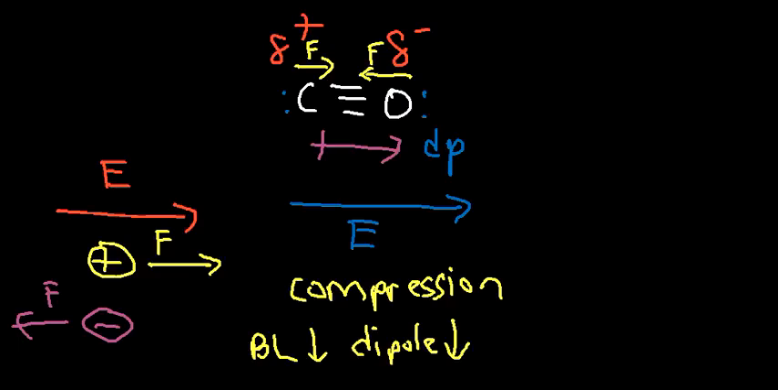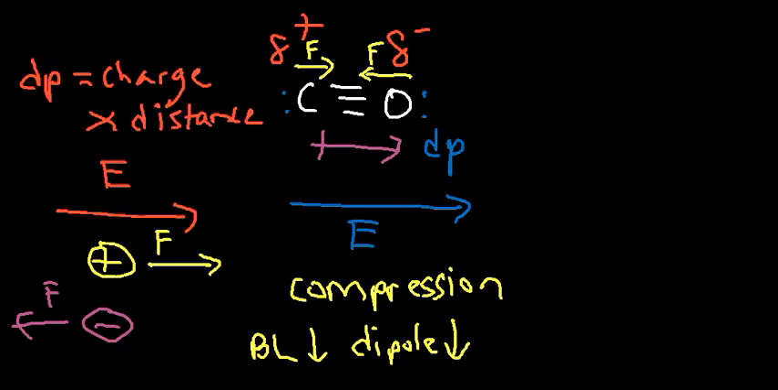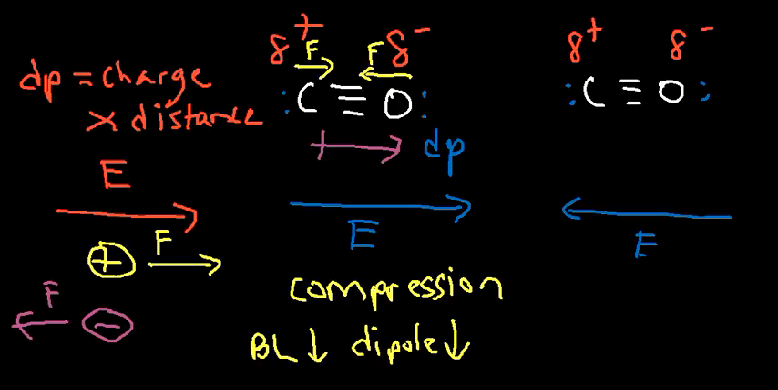By the way, the dipole moment is the product of the charge times the distance between the 2 charges. So as the bond length decreases, the distance decreases, and so the dipole moment decreases. But now let's look at the opposite situation. Let's say the electric field was directed in the opposite direction of the dipole moment.